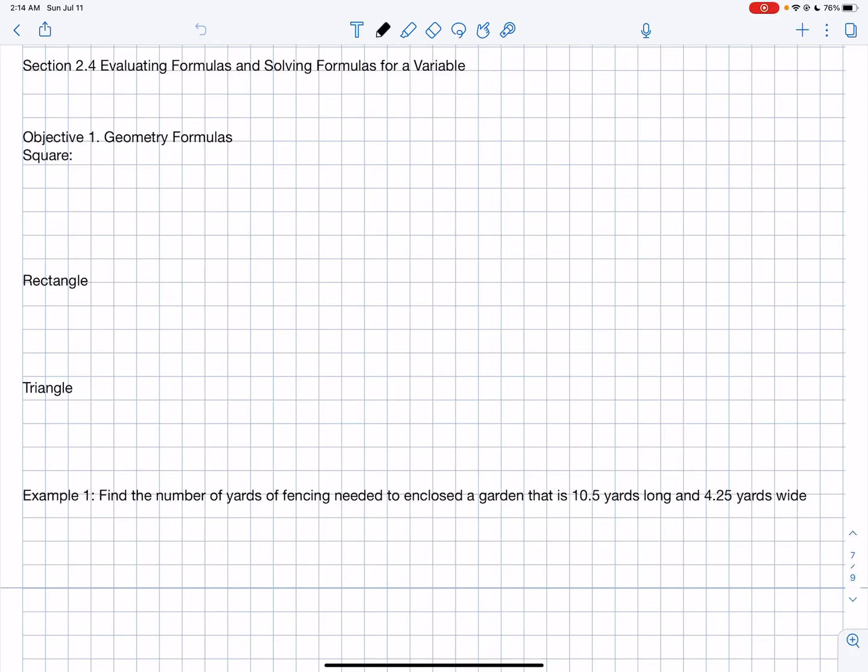Section 2.4: Evaluating formulas and solving formulas for a variable. Objective number 1: Geometry formulas.